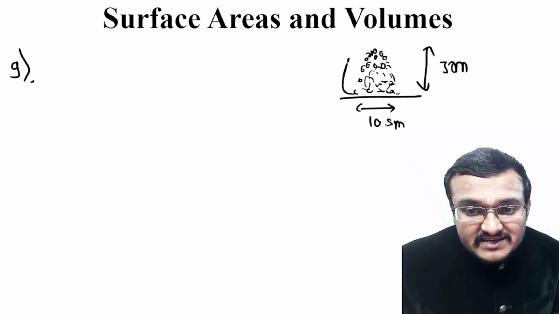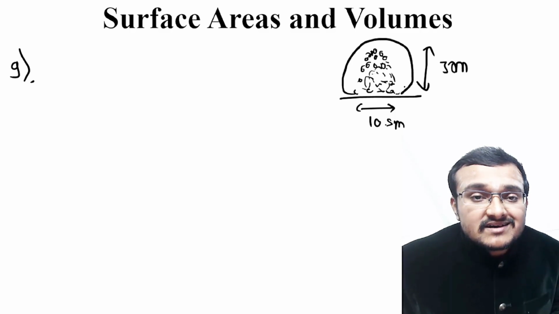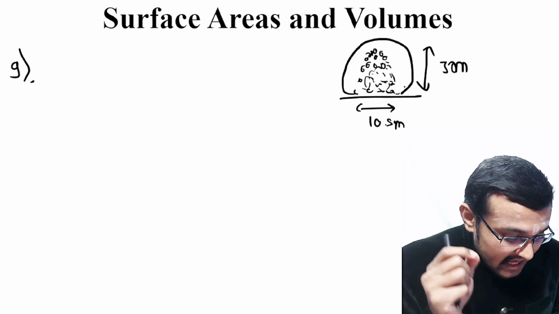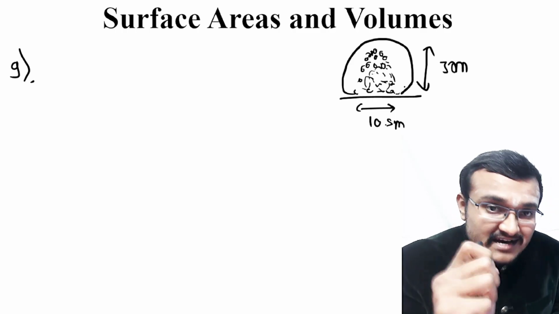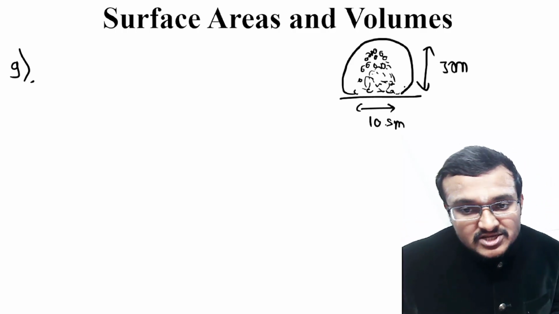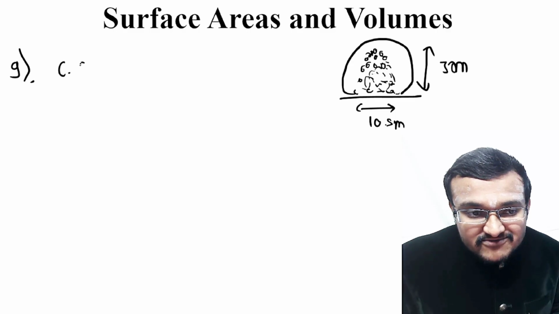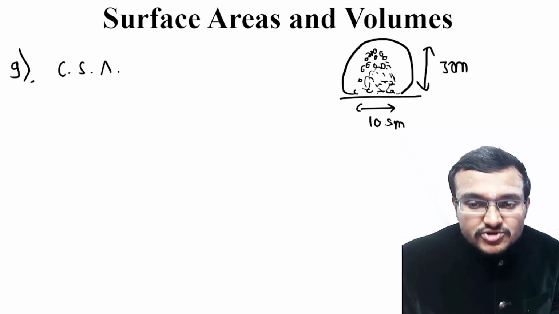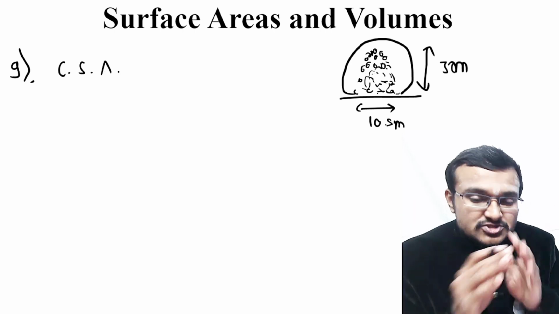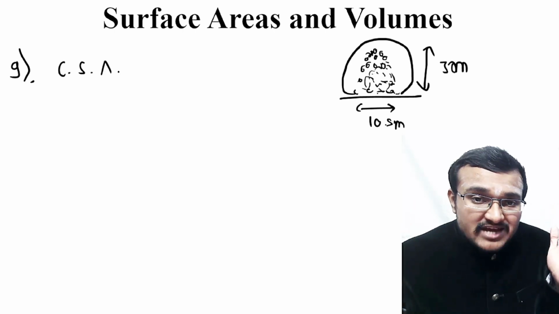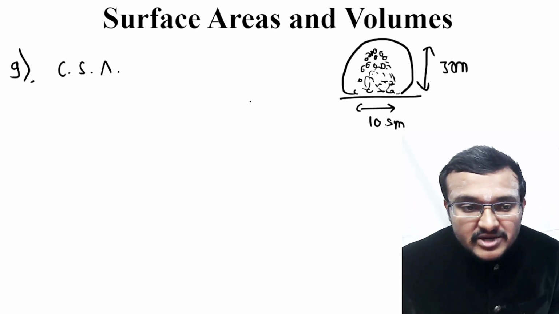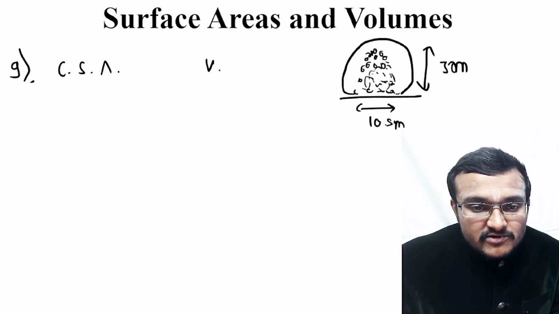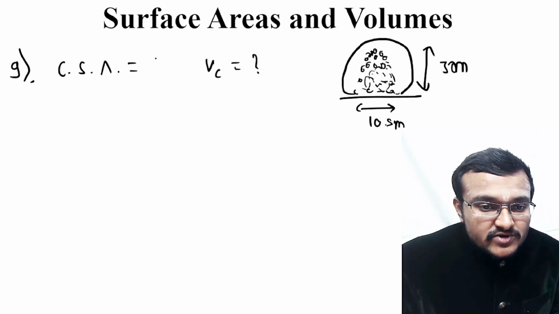that means if this entire heap should be covered with canvas, then you have to find the area of canvas required. So you have to find out the curved surface area, because you are not covering the bottom of this cone, you are just covering the heap. So you have to calculate the curved surface area of this heap and the volume of this heap as well. So both you have to find out.